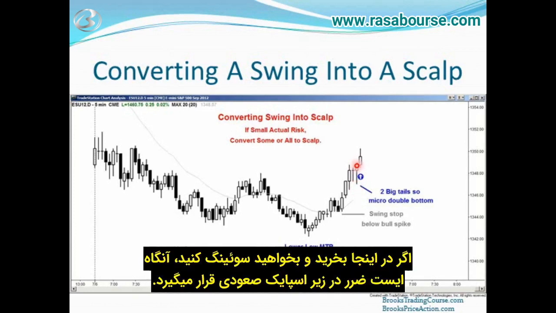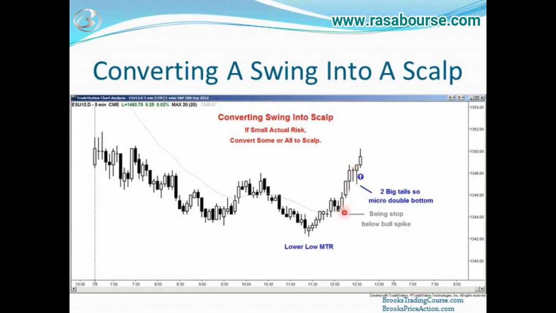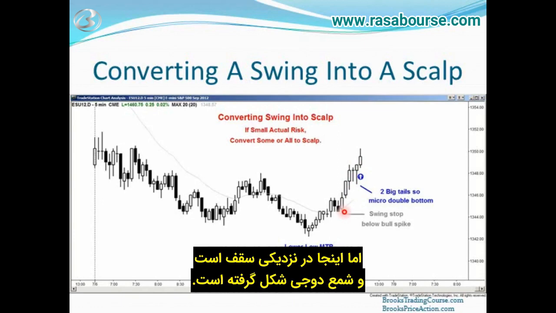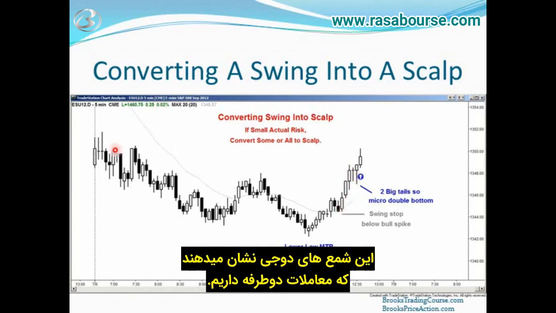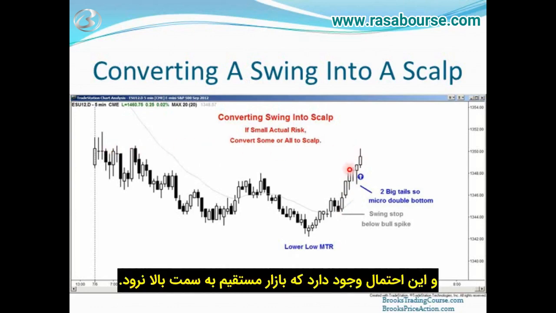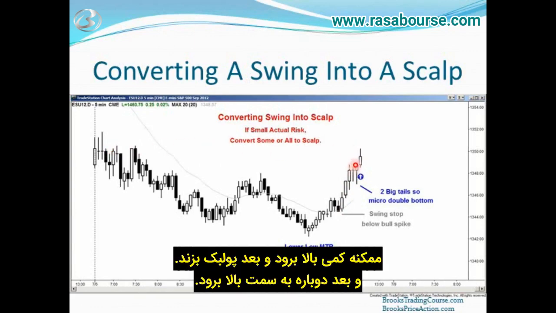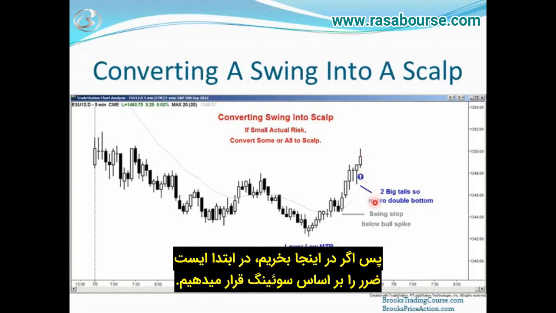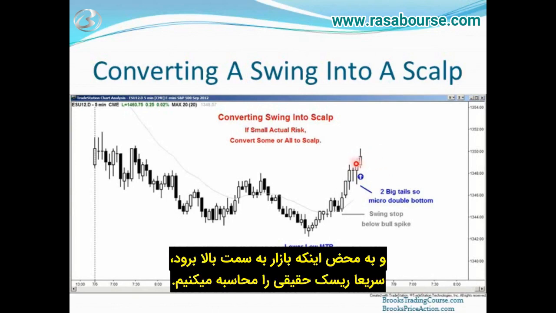But when you're taking that buy, if you're taking it as a swing, your stop is below the bottom of the spike. However, these dojis, and we're near the top of the day, these dojis represent two-sided trading, and it's possible that the market may not go straight up. It may go up a little and then pull back and then go up again. So if you take this buy, you're at first relying on your swing stop, and as soon as it starts to go up, you quickly calculate your actual risk.